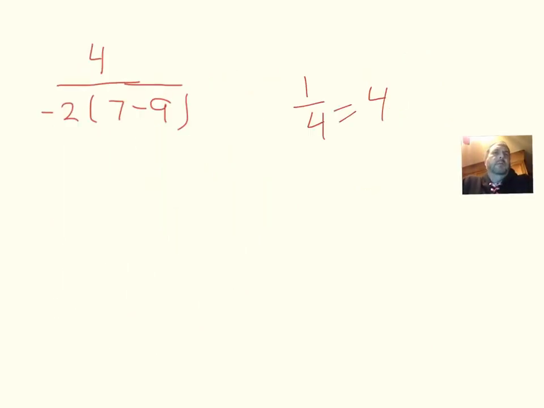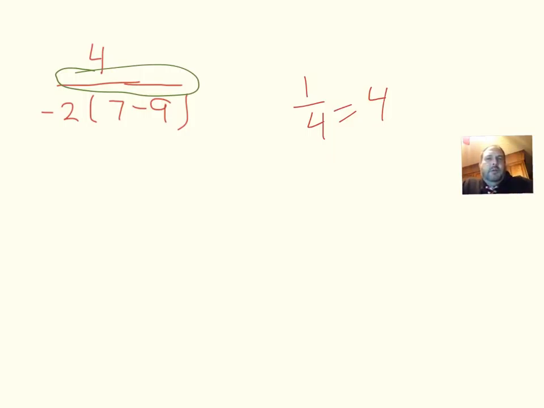My second problem says 4 divided by -2 times the quantity of 7 minus 9. If you remember, this fraction bar is a grouping symbol, so I need to do all the work on the top first and then all the work on the bottom. In this problem, I just have the 4 on the top, so that's my only work there. So now let's tackle that work on the denominator side of the fraction bar.